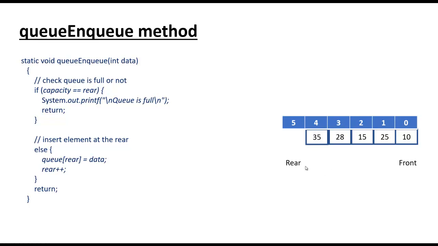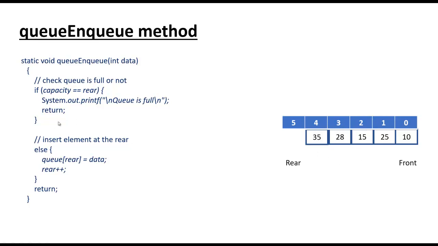So suppose this rear is representing 5, and how many elements can we insert into this queue? It is equal to 5 only, right? And this rear is also representing 5. So in this condition, we can say that our queue is full. If rear is pointing to 4 or if rear is pointing to 3, it means that there is one place or two places still left in the queue so that we can insert one element.